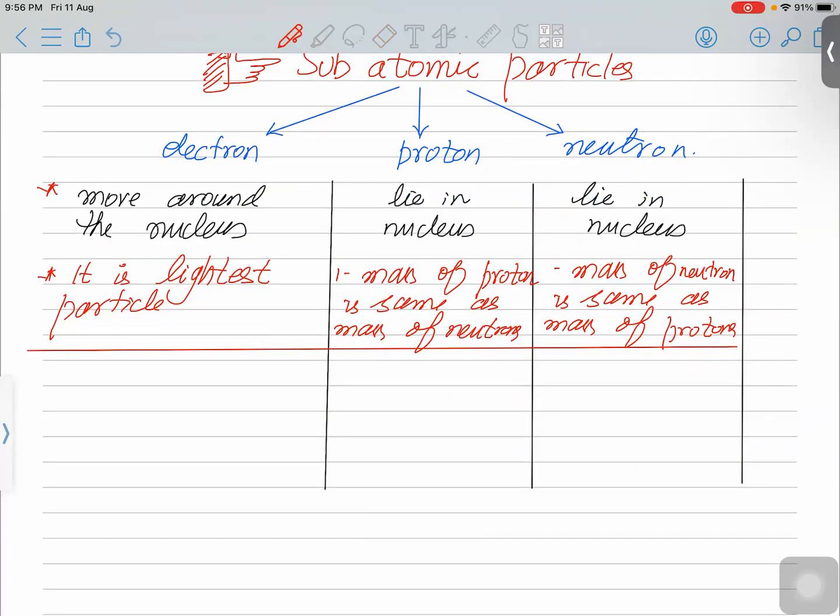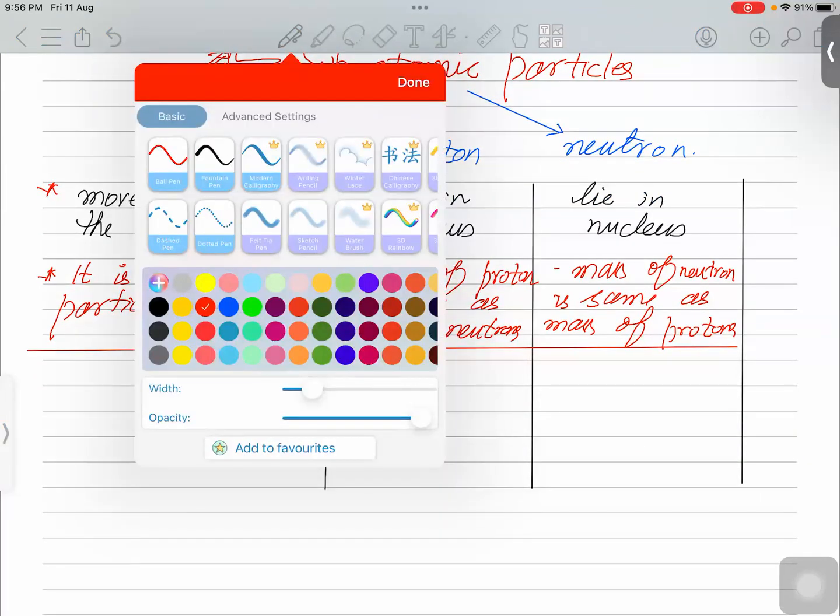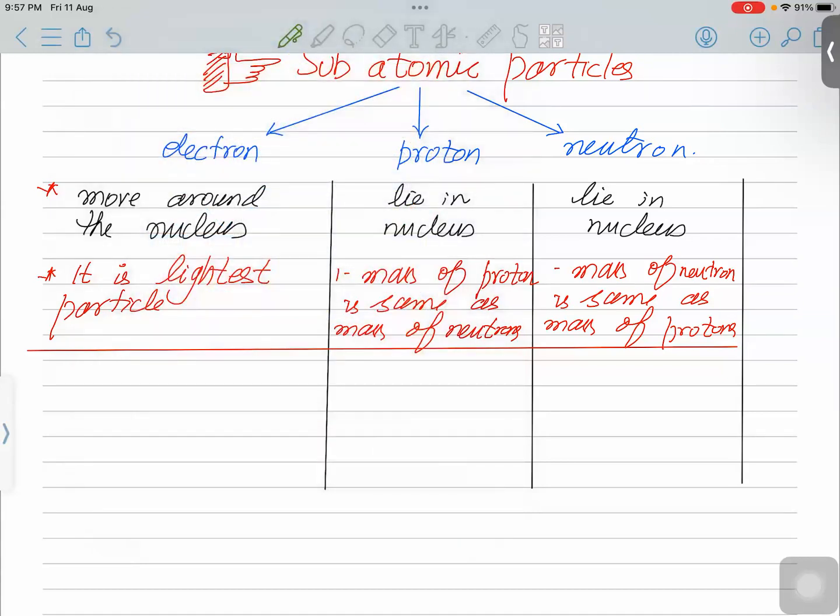Charge. Can you tell me the charge on an electron? Sir, electron is negative, proton is positive, and neutron is neutral. Charge is -1. Charge is +1. No charge.